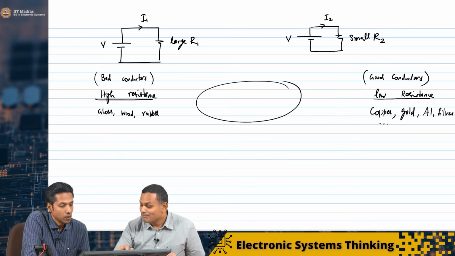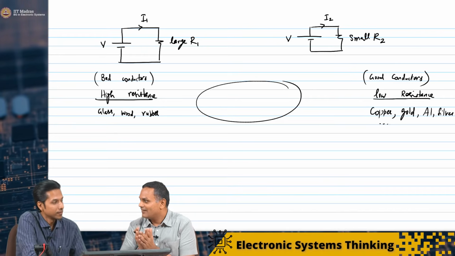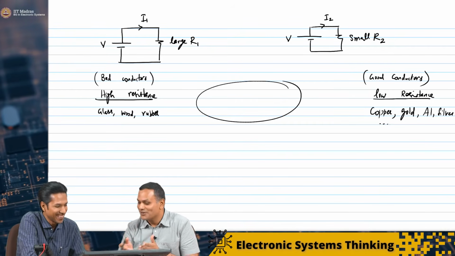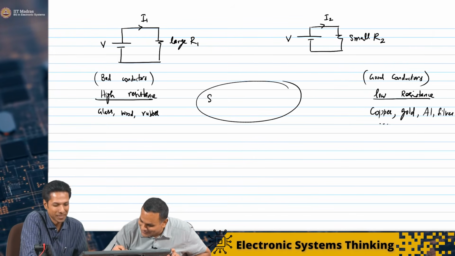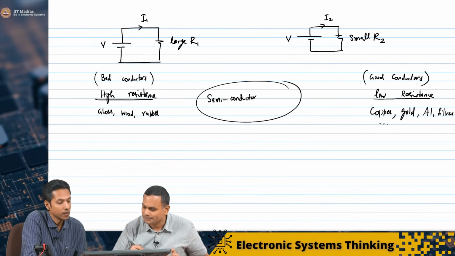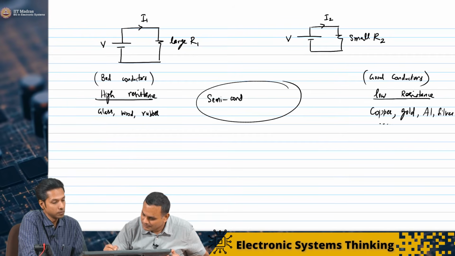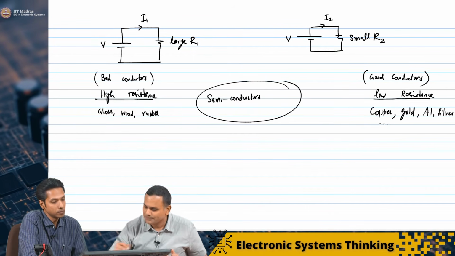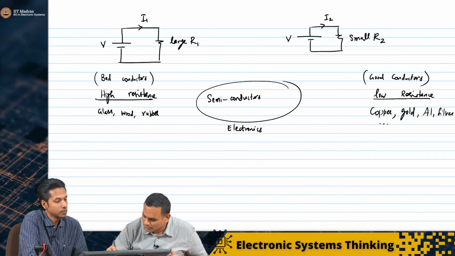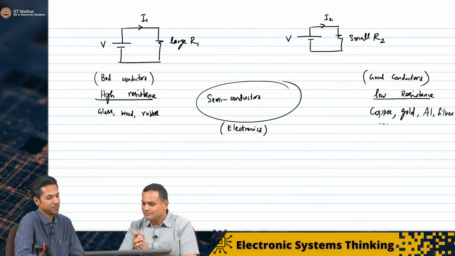Now there are some materials, specially built materials, which have resistance somewhere in between the two. Somewhere semi. So what do you think they're called? Semiconductors. Perfect. So they are called semiconductors, very important for electronics. We will learn more about them. But let us come back to it.